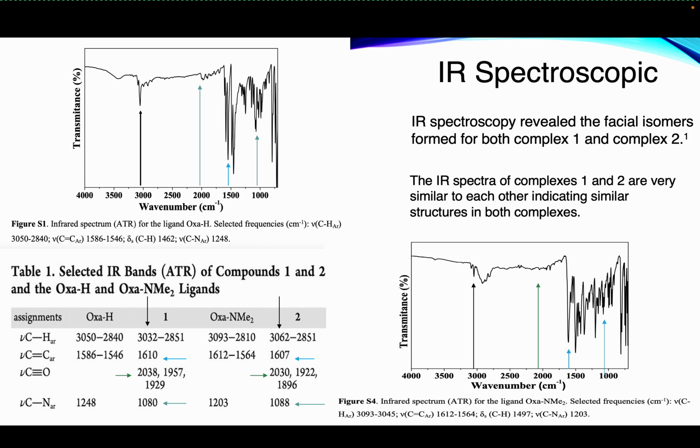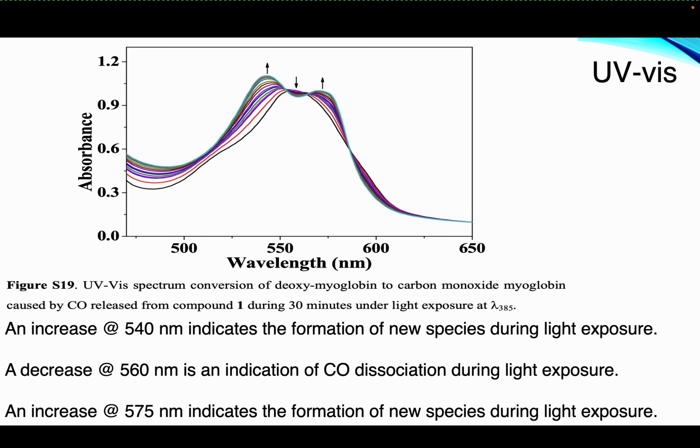The IR spectroscopy revealed facial isomers for both complex 1 and 2. Complex 1 and 2 were very similar, indicating very similar structures. You can see the arrows that I have posted: the black arrows, the green arrows, the light blue arrows. All these peaks occurred between complex 1 and complex 2 at a very similar wave number for both complexes, indicating very similar structures in both complexes.